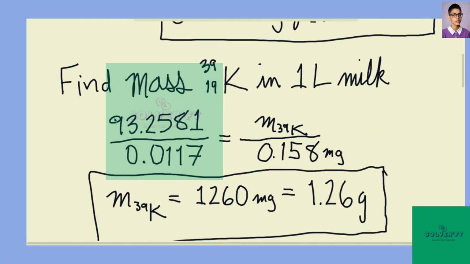Setting these up, there's a 93% abundance of potassium 39 naturally, and there is a 0.0117% abundance of potassium 40, of which in our specific case, we have 0.158 milligrams. So simply multiplying both sides by our 0.158 milligrams gives us 1.260 milligrams, or 1.26 grams of potassium 39 in our 1 liter of milk.